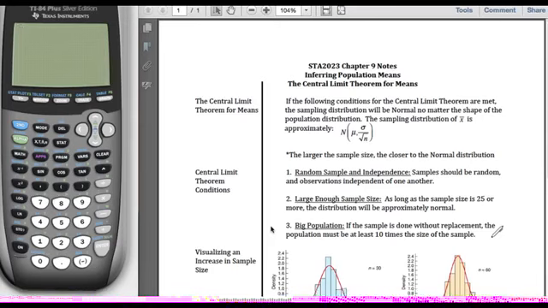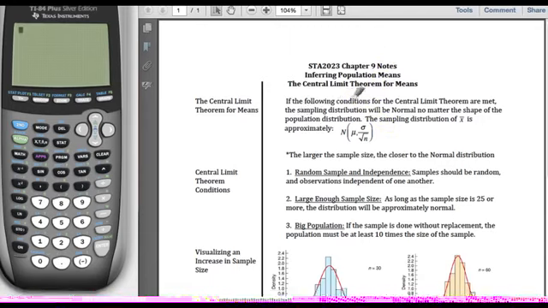Continuing on in Chapter 9, we've discussed so far how we've gone from proportions to means, and we've discussed the sampling distribution for means. In this video, we want to refine the central limit theorem and adjust it for dealing with means. There are certain conditions that need to be met.